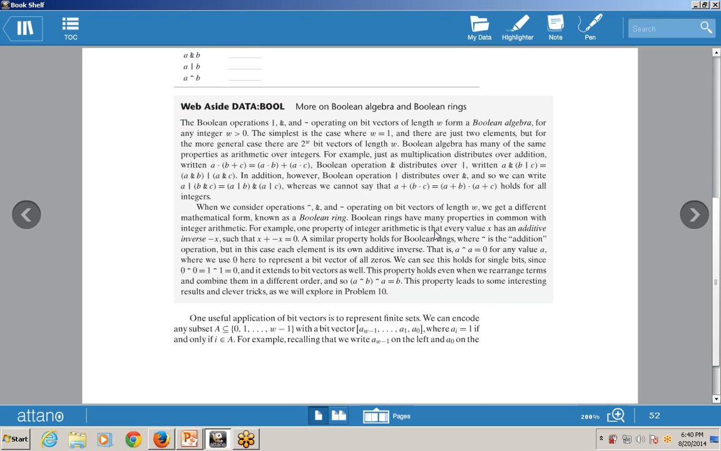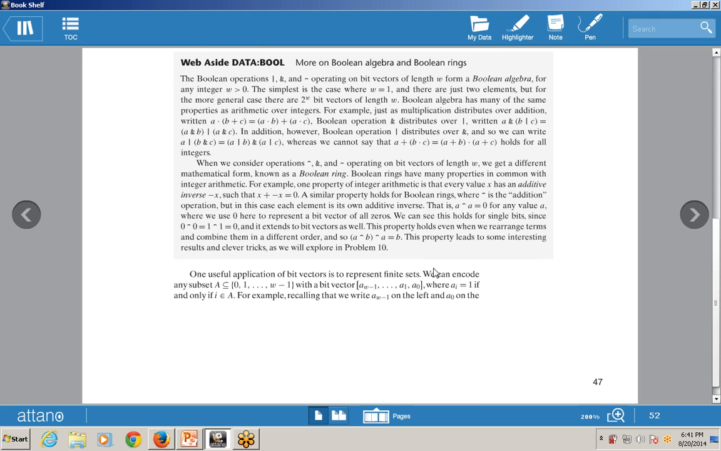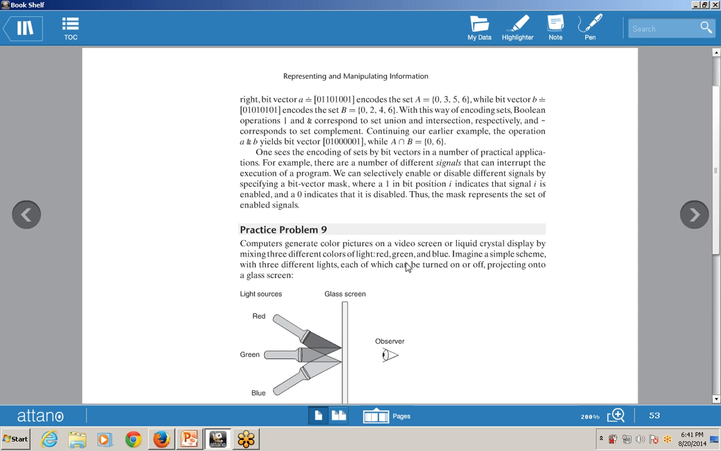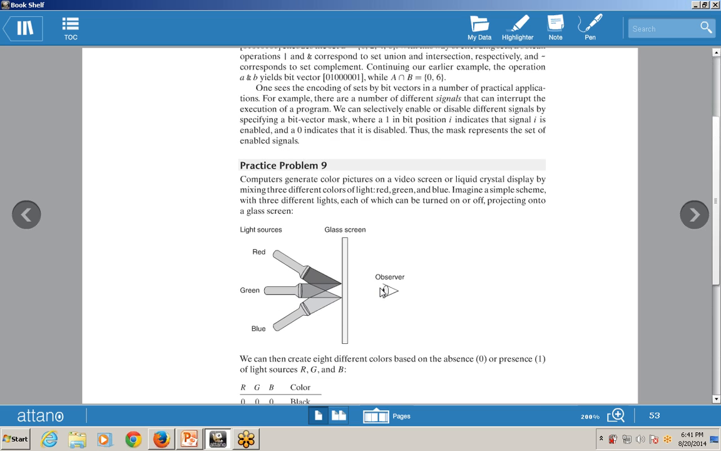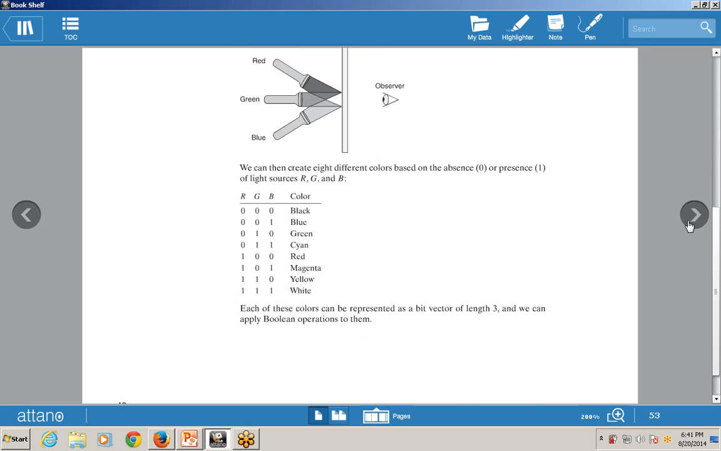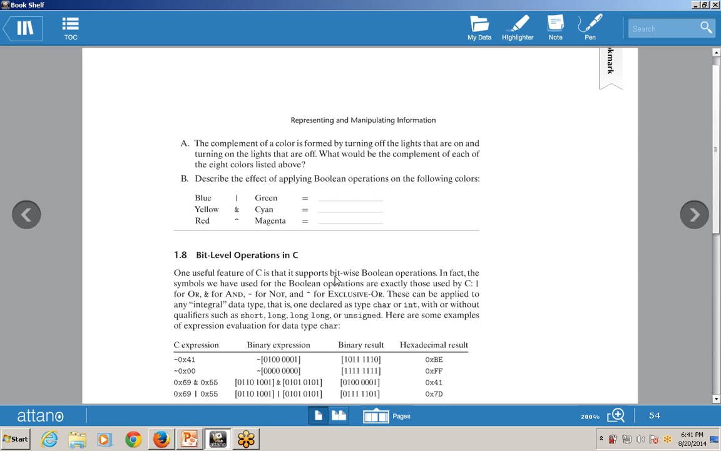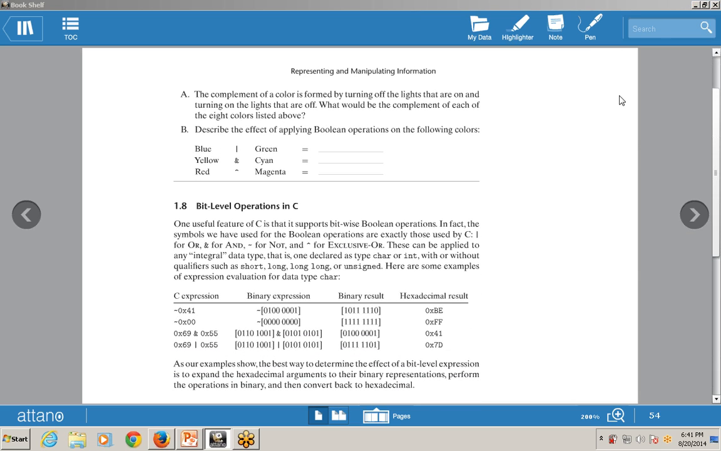Then the next topic is bit level operations in C, which means how we can do the bit level operations, that is, operations done bit by bit, in C language.